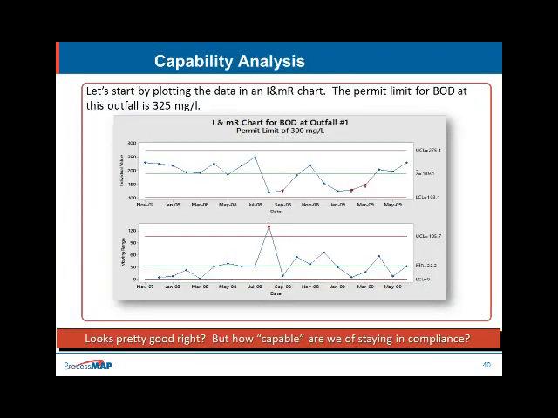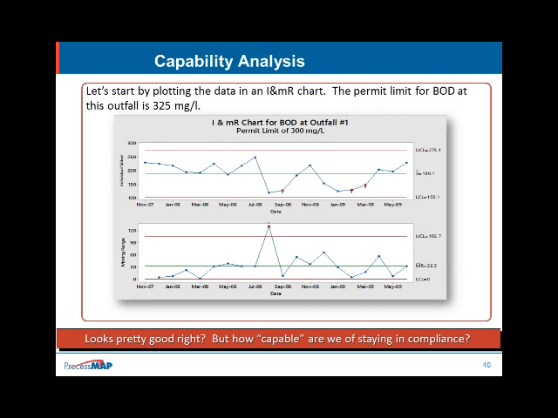Okay, let's talk about capability analysis here. Anytime you have a permit limit and you're gathering data, you can do a capability analysis. Doesn't matter if it's your stormwater data, your metals data, your pH, your flow. If you're taking measurements, like differential pressure gauge monitoring, and if you have a permit limit, you can calculate capability. Okay?